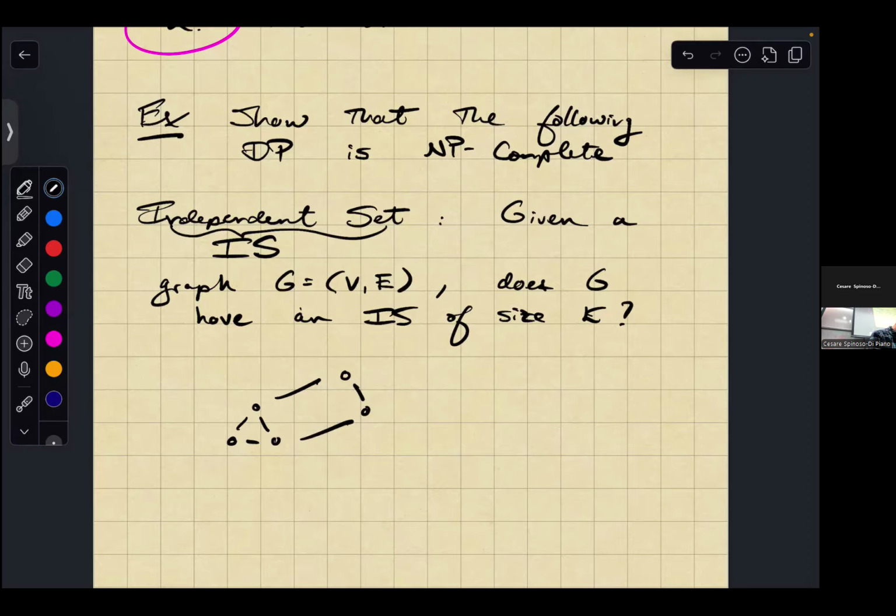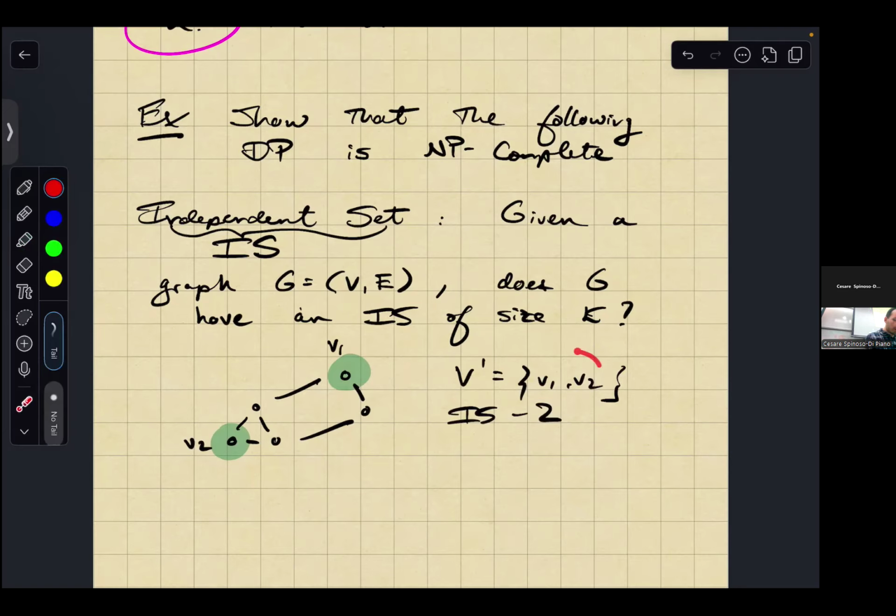So for instance, this guy and this guy form an independent set. So V1 and V2. If I put this in a set, then this is an independent set of size 2. Because for every pair of vertices, so V1 and V2, there is no edge. There does not exist an edge between them. So that's very nice. I have an independent set of size 2. And in general, the problem is, can I find a set of vertices of that particular size where none of the vertices are connected by an edge?